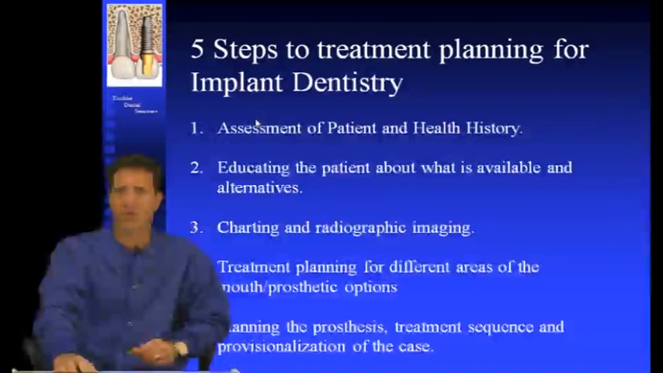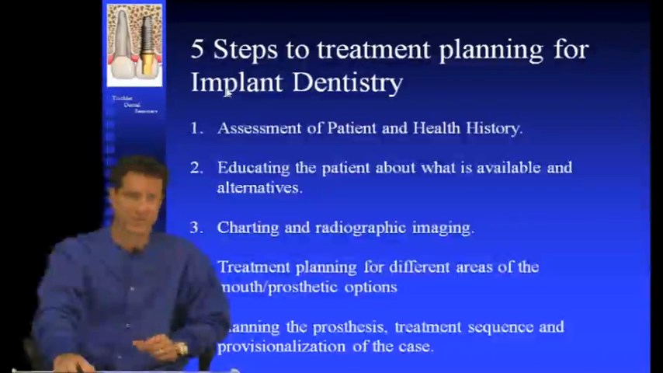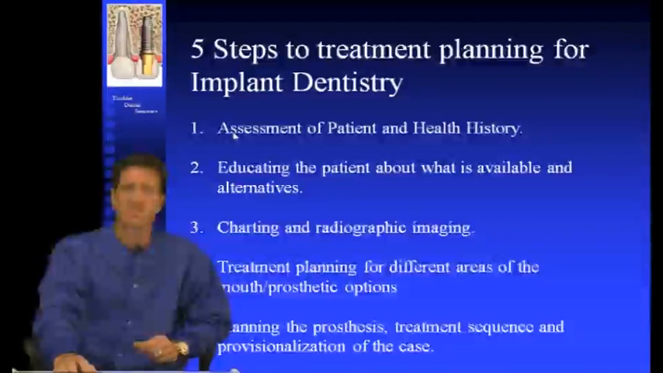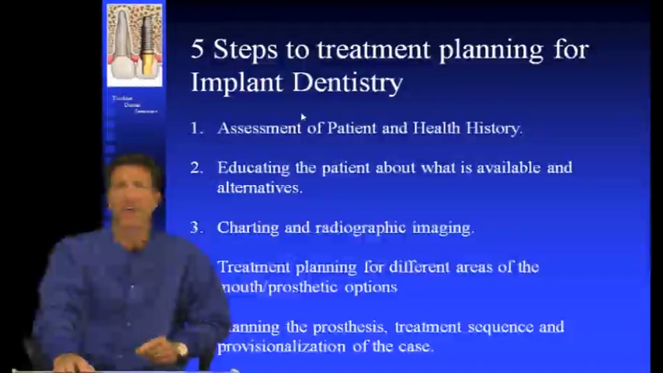This is from an article that I've written for the Academy of General Dentistry for their journal. Basically, I've broken up treatment planning for implant dentistry into 5 steps. The first step is to assess the patient and the health history. Really see what we have here. Assess everything. The second step is to educate the patient about what is available and the different alternatives. I'll review each one of these in a minute.